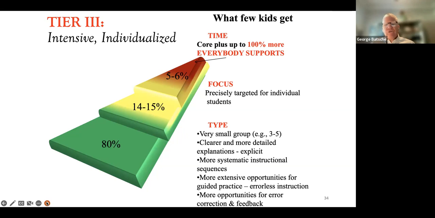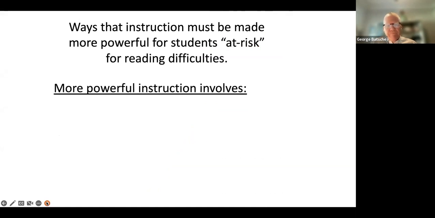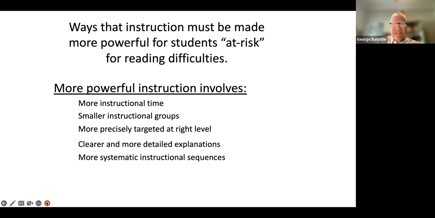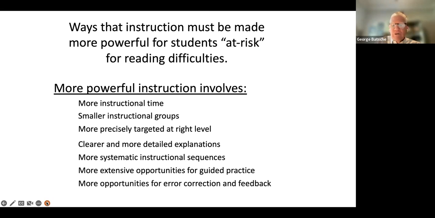So what are the characteristics of tier 3 instruction when it is done in this small group? I have another example here. More instructional time, smaller groups, more precisely targeted at the student need, clearer and more detailed explanations, more systematic instructional sequences, more extensive opportunities for guided practice, more opportunities for error correction and feedback. So the resources that you need are time and the groups. The skill focus is around targeting, explanation, sequences, guided practice, and error correction and feedback. So that describes what happens in tier 3.